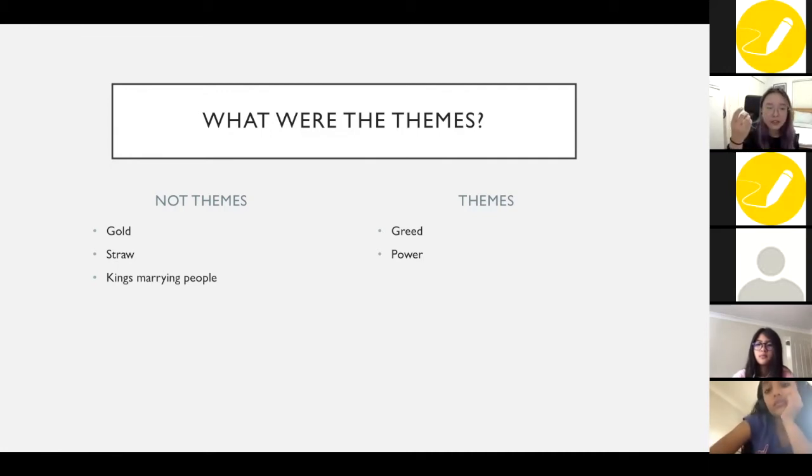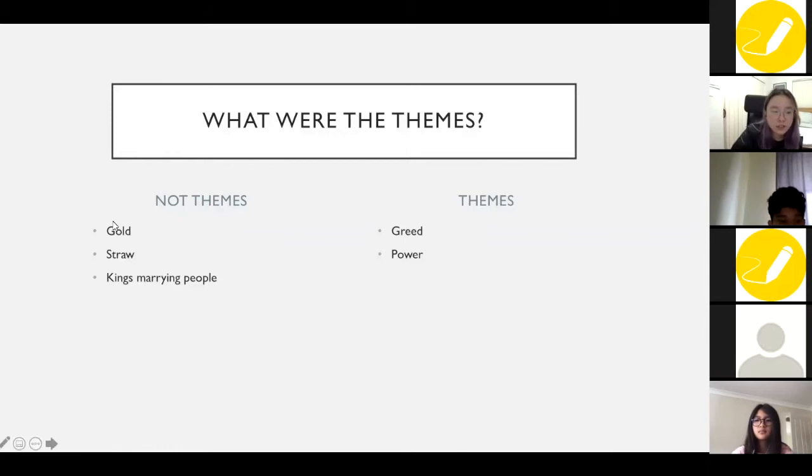How do we actually analyze this theme? So we've pinpointed the theme itself, but how do we go one step further? Right, so yeah, he has greed and the king also had greed, exactly. So we want to construct a message or some sort of topic sentence based around this theme. So how do we go about doing that?